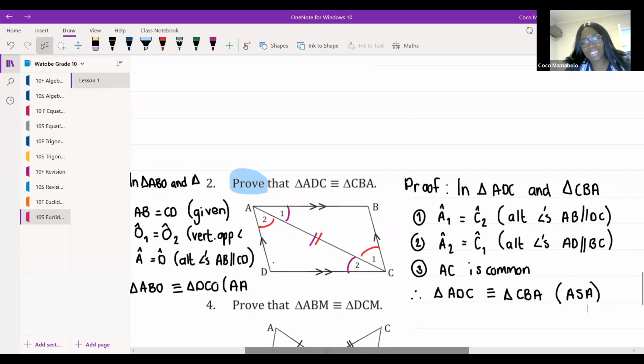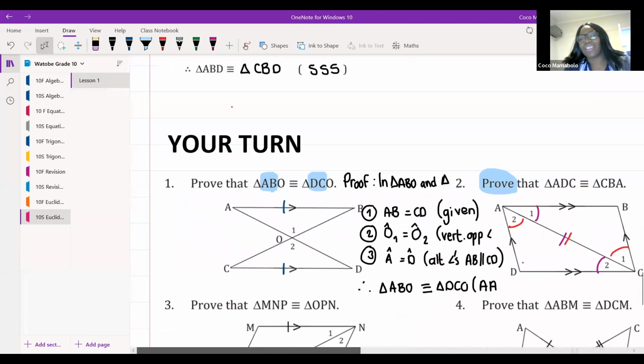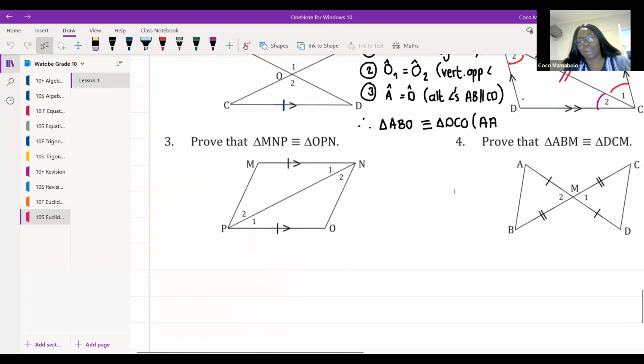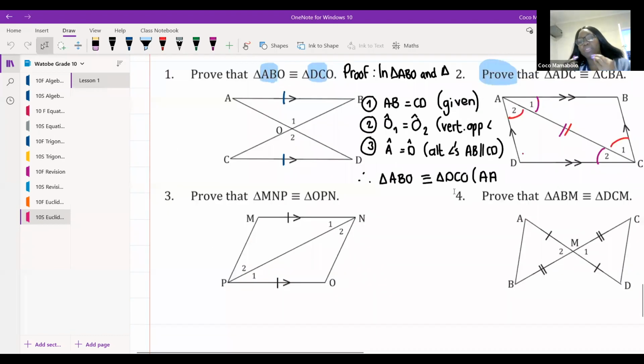Okay, cool. All right, let's have a look at another one. Sisha's got me. I got you, Sisha. All right, let's look at this one. Now look at what we've got, guys. Very important that we understand the information that's been given to us. It says, prove that triangle MNP is congruent to triangle OPN. Okay, so the order in which we're doing it is very, very important.